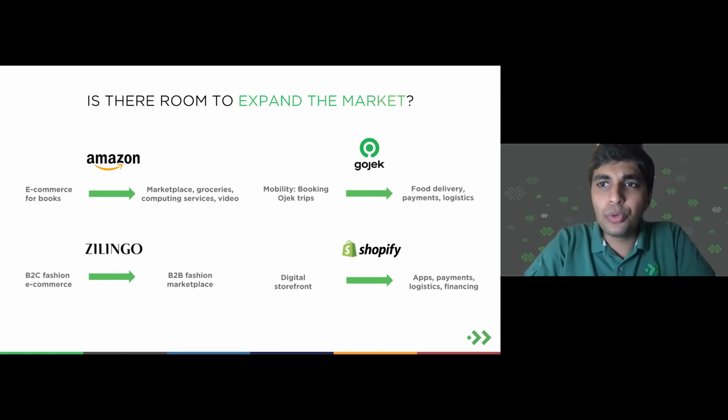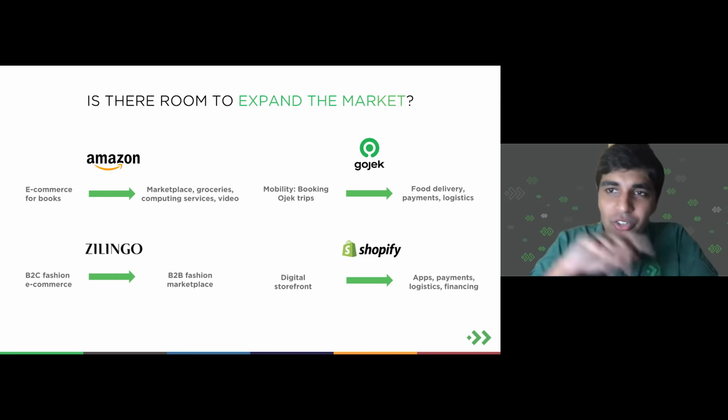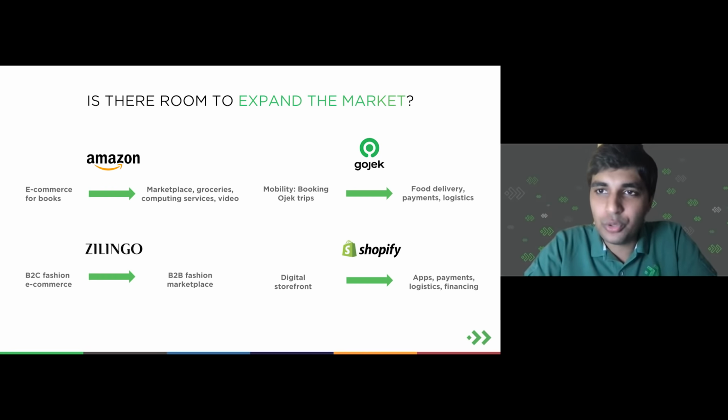Is there room to expand the market? Amazon, for example, started with e-commerce for books, right? And now, naturally over time, through natural evolution, they captured that. They went into concentric circles to fulfill other demands of users. They went into a general goods marketplace. Now they're in groceries. Now they're in video. They are also in computing services, AWS and so on and so forth.